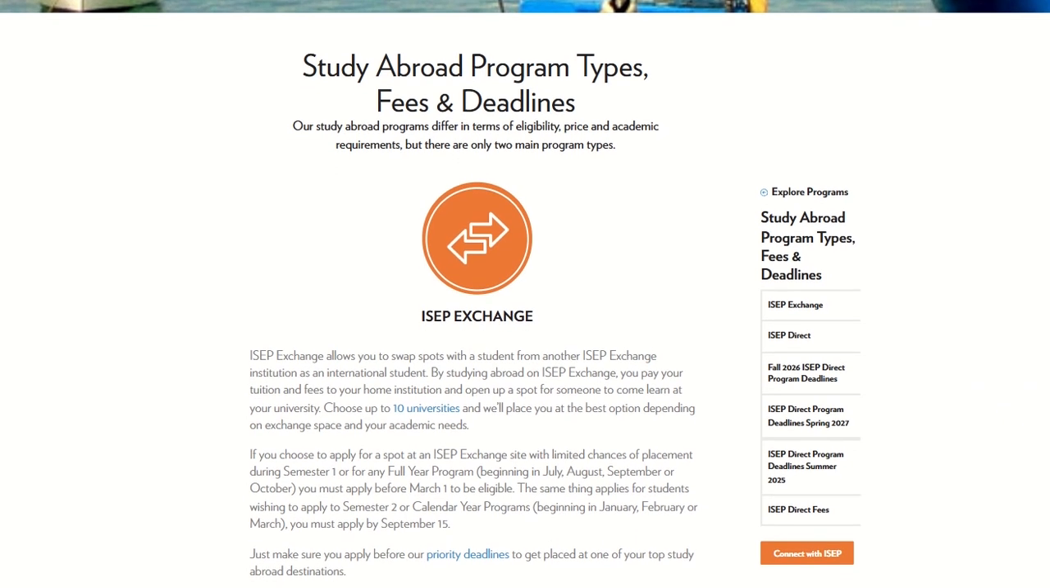ISEP Exchange has 2 application deadlines. September 15th is the priority deadline for programs starting in January, February, and March. March 1st is the priority deadline for programs starting in August, September, and October.